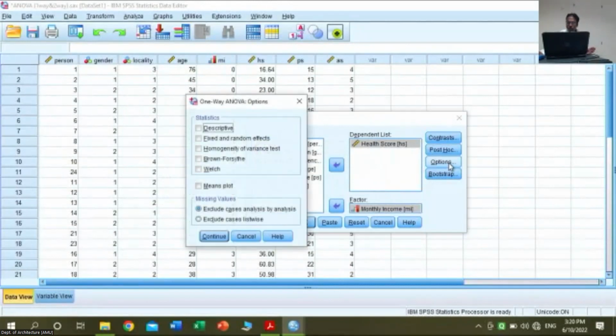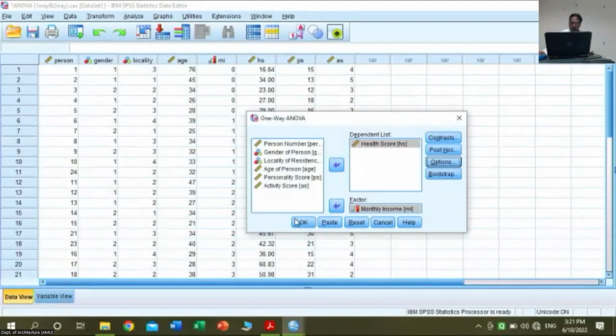And here click on Options. Here some statistics are given. Here we want the homogeneity of variance test, because this is also one of the assumptions, that population variances should be the same. So we may click here Homogeneity of variance test. Okay. Now Continue and OK.